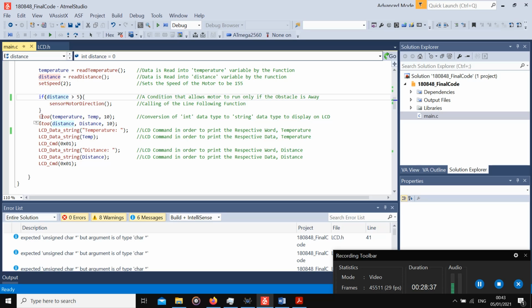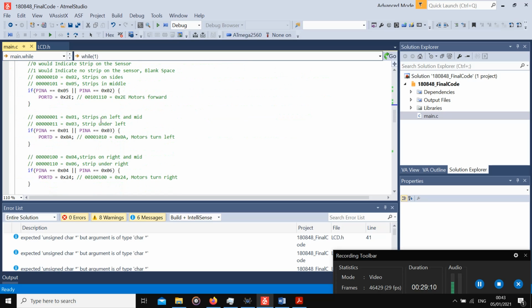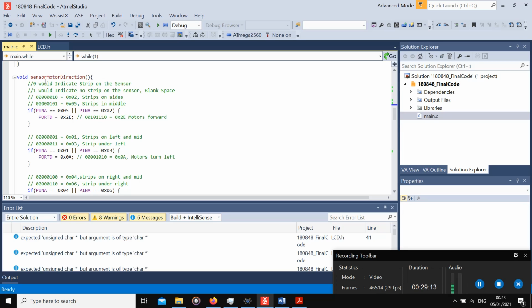So this is just a standard if condition: if the obstacle is near you, your robot is not going to run. Then you have the simple integer to string conversions for temperature and distance in order to get the output on your LCDs. Again, simple: the LCD data string prints the temperature on your LCD, and the LCD distance prints the distance on your LCD. The CMD is just a function from your header file in order to clear the LCD.